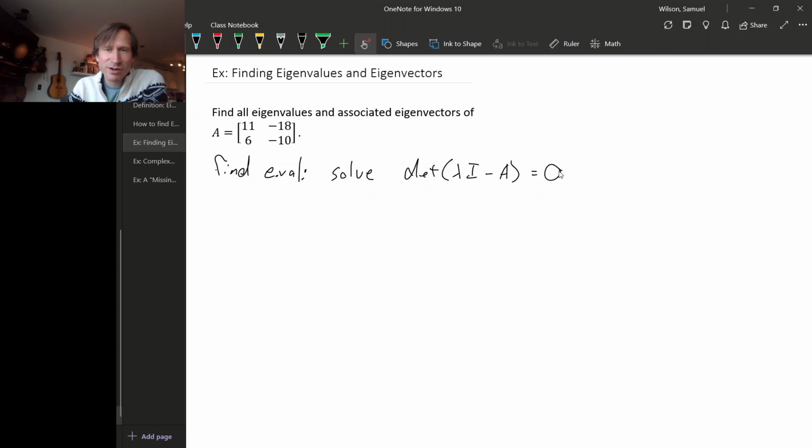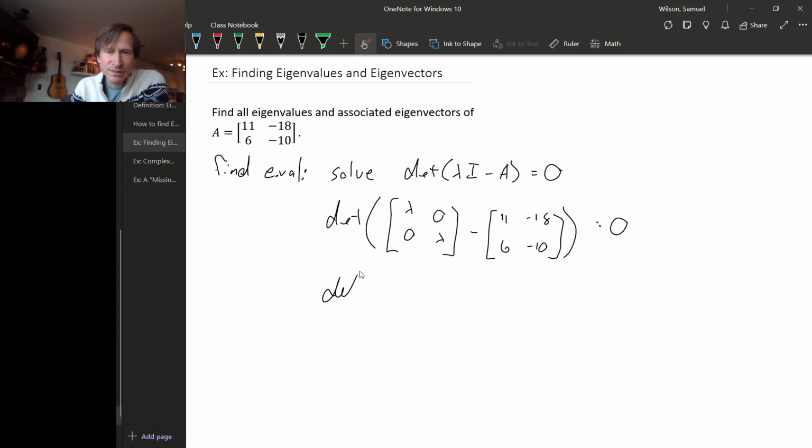Set this equal to 0. So first let's write down what this determinant is. We're going to take the determinant of lambda I, which is just this matrix, 0's off the diagonal and lambda's on the diagonal, minus A, so 11, minus 18, 6, minus 10, equals 0. So we need the determinant of lambda minus 11, positive 18, minus 6, and lambda plus 10. And then we set that equal to 0.